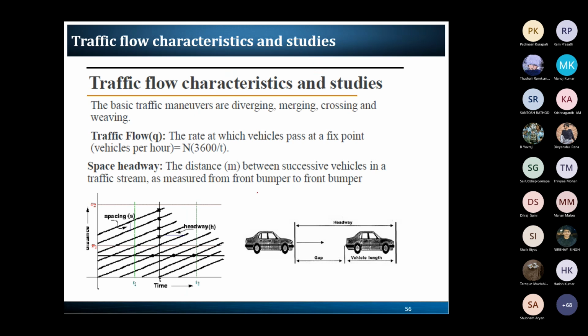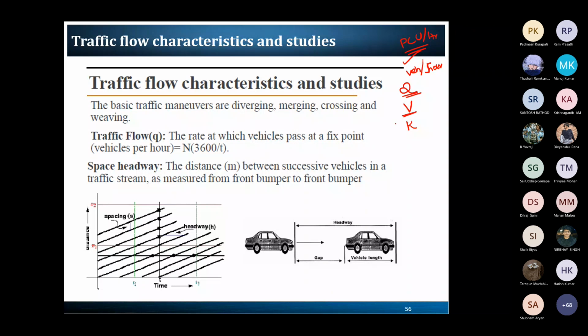So in continuation of that, we will try to understand the major traffic flow characteristics, which are flow, speed and density. Flow is how many vehicles pass a given point in a given time. Maybe if you consider 1 hour, it is vehicles per hour. So the number of vehicles estimated is considered as flow. It might be converted to PCU per hour also. So this is the flow.